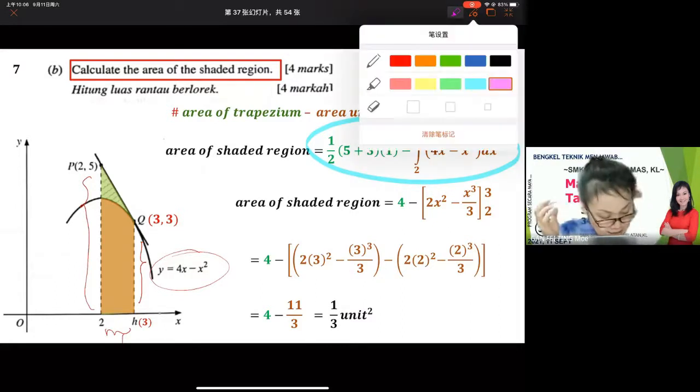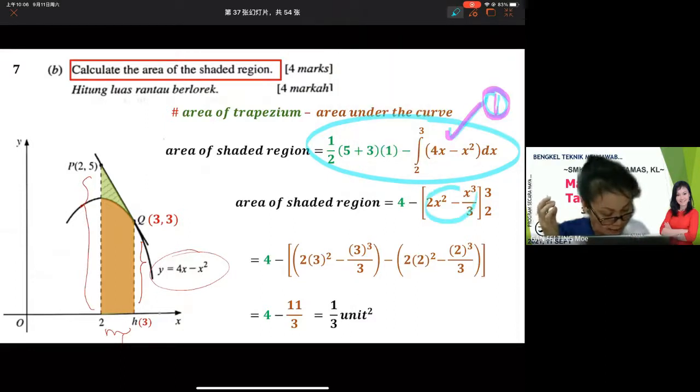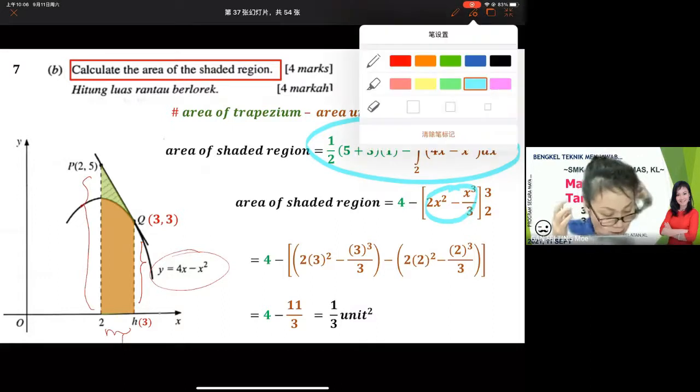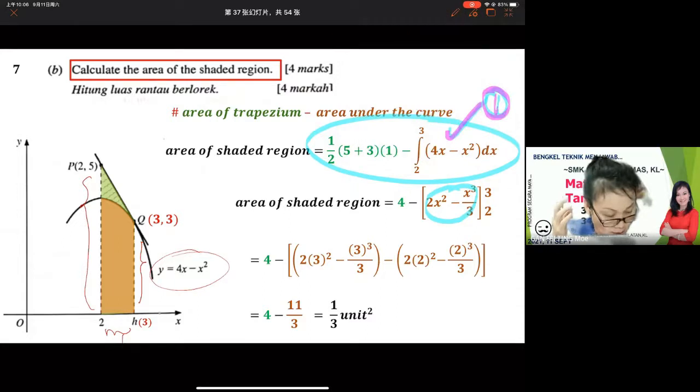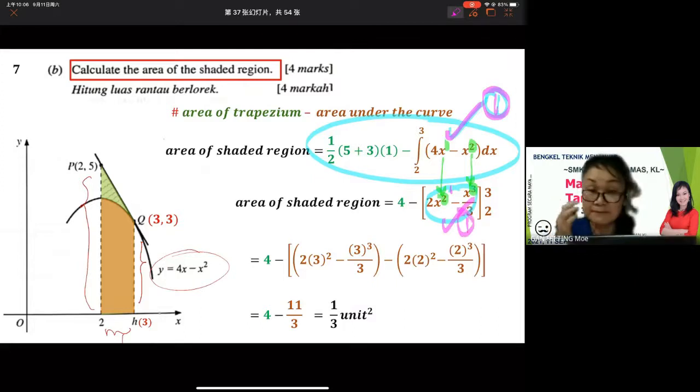Then after that, where is the second mark? When you integrate correctly. Bear in mind, integration is that the power of the variable increases by 1. You can see that this is actually power 1, then increases to 2. This is power 2, increases to 3. So you will get 1 mark here. This is 1 mark for integration.